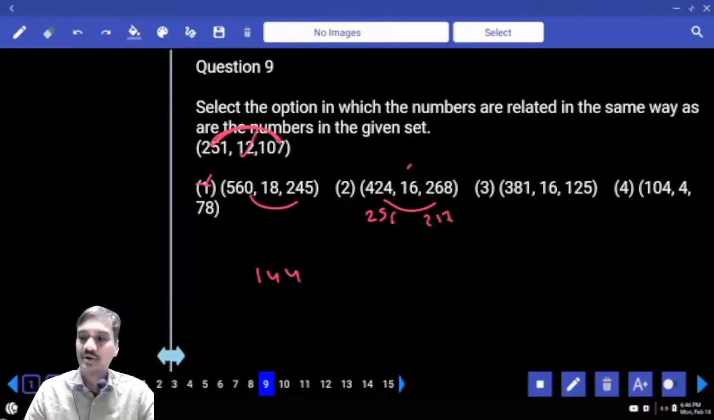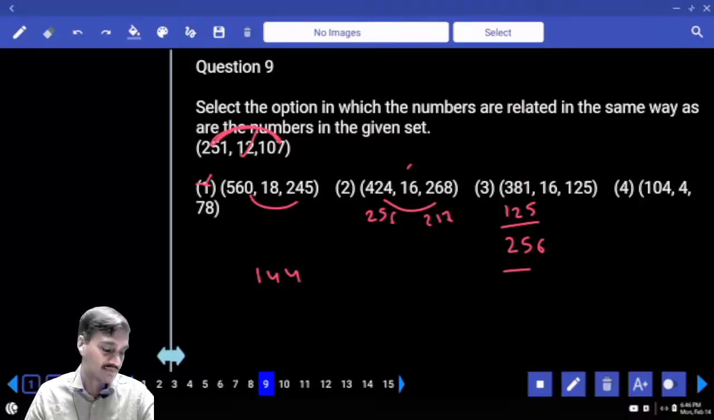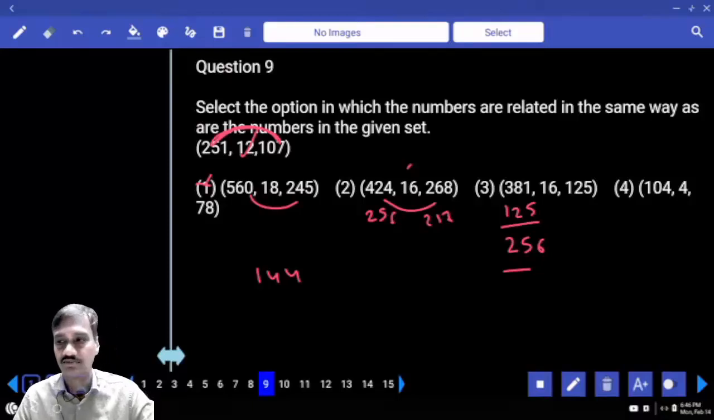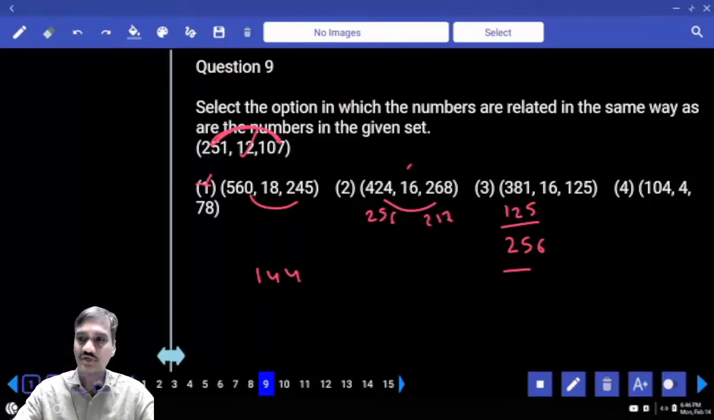Next thing. Now 381 minus 125. Tell me what is the difference we have. Now the difference, did 256 come? Done? And so what is your answer? Choice 3, question number 9. Difference between the first and the last numbers is the square of the middle number. 104 minus 78. How much is 104 minus 78? 22 plus 4, 26. 26 not square of 4. Answer choice 3, question number 9.